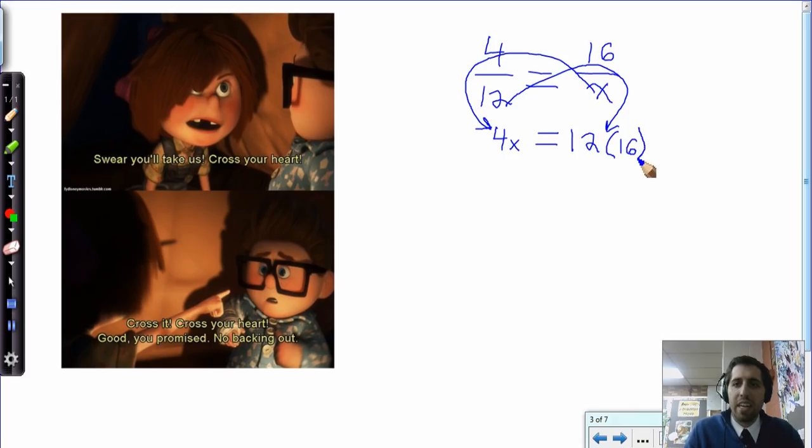And the thing here is that it makes sense. It's a quick way of setting this up. It's going to be a one-step equation once we simplify 12 times 16. But why does that make sense? And the idea is this.